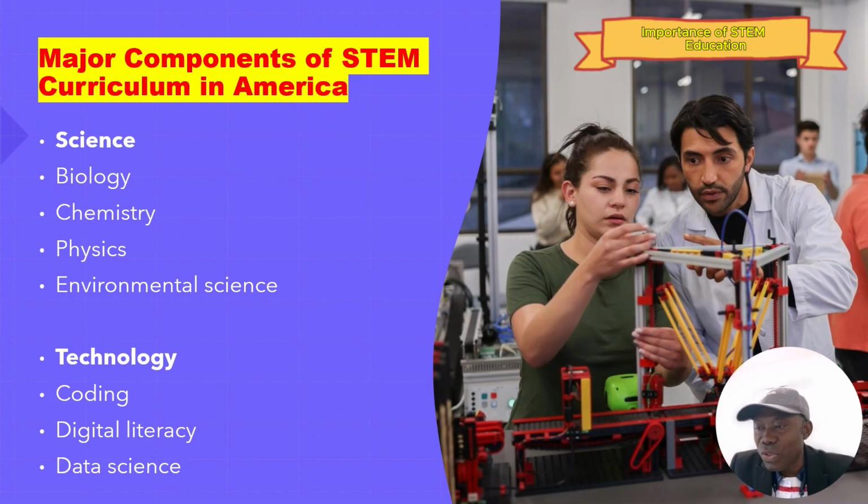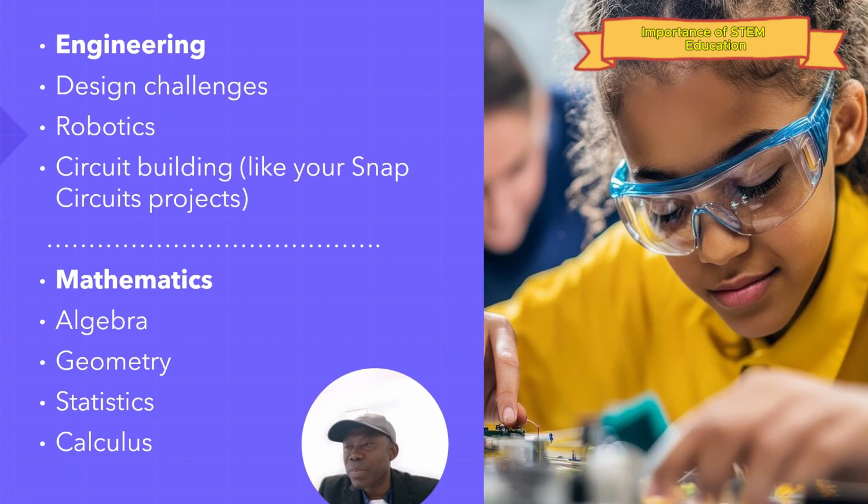At college level, we do digital literacy and data science. Now let's look at engineering. The engineering aspect of STEM is about design challenges, robotics, circuit building, and projects. And mathematics looks at algebra, geometry, and statistics. So all this study is what is called STEM: science, technology, engineering, and mathematics.